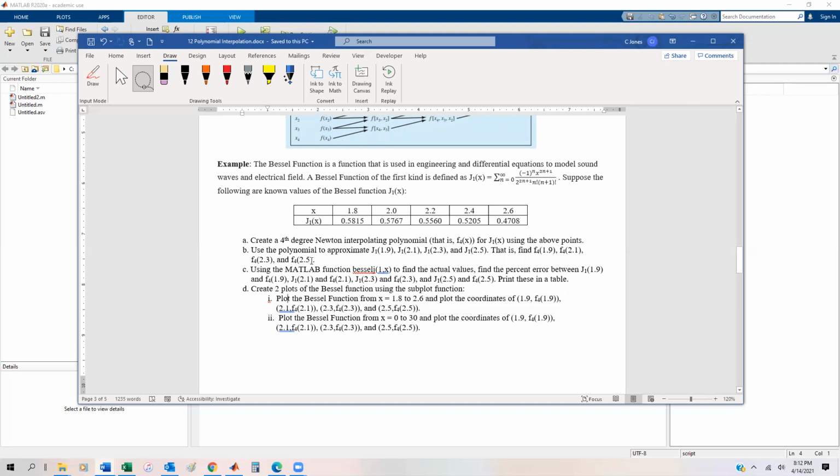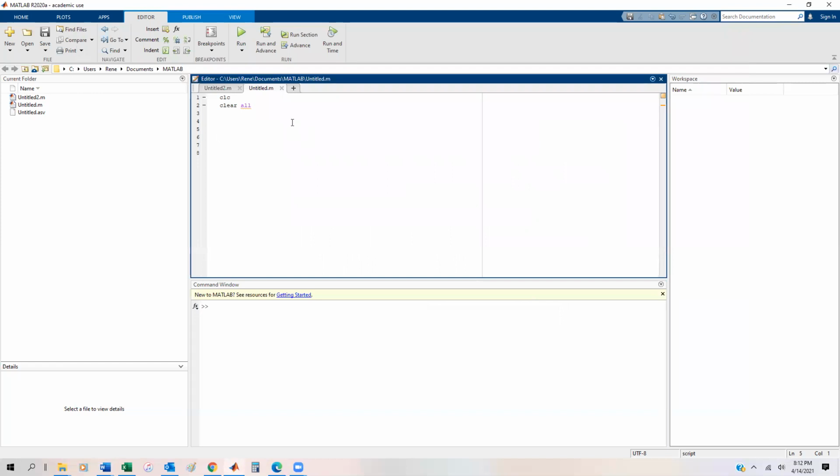All right, so let's get to this. This isn't an easy problem because we have a fourth degree polynomial, meaning we have 5 points in here. So let's start by defining a vector, and I'm going to call it x. These are our x coordinates: 1.8, 2.0, 2.2, 2.4, and 2.6. And I'm going to call this j1. I'm going to make it lowercase j just for ease of use. Those are going to be the corresponding values: 0.5815, 0.5767, 0.5560, 0.5205, and 0.4708.